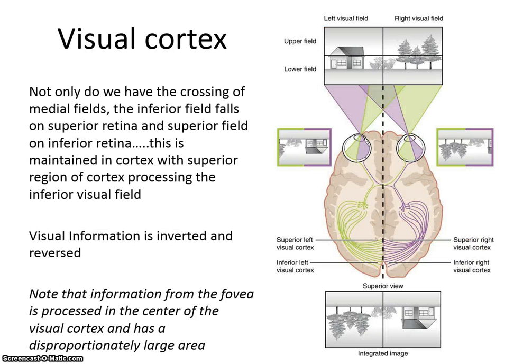For the visual cortex, not only do we have the crossing of the medial fields, the inferior field falls on the superior retina, and the superior field on the inferior retina. This is maintained in the cortex, with the superior region of the cortex processing the inferior. So we're flipping things again. Visual information is actually inverted and reversed, but your brain sets it back to the expected.